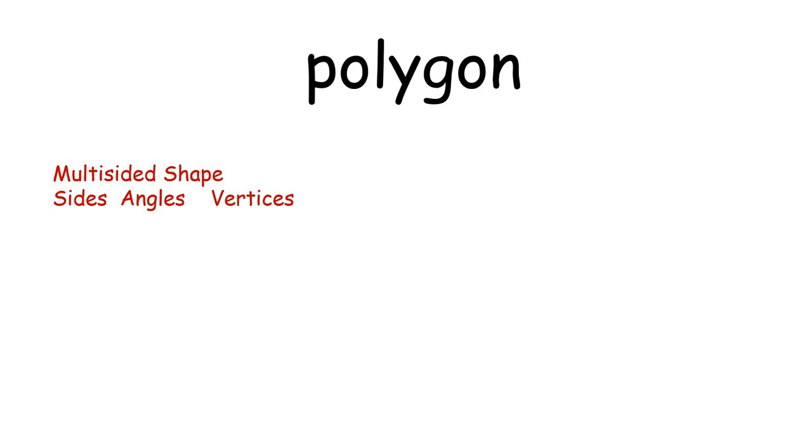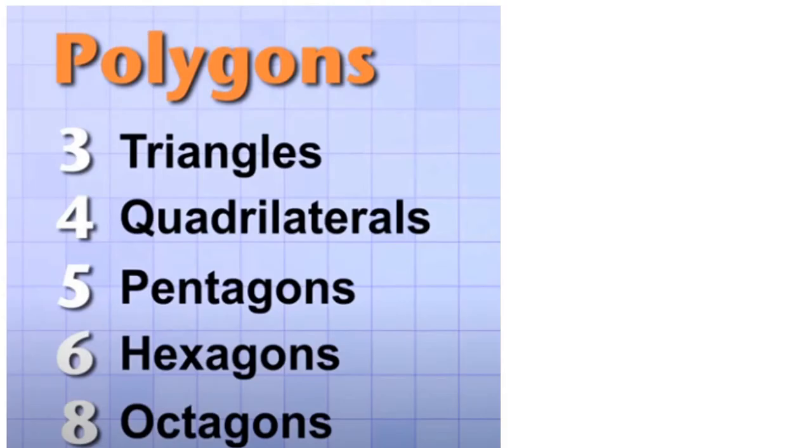So let's make a quick revision of the properties that a shape should have to be called a polygon. First of all, it should be a multi-sided shape, with sides, angles and vertices. It should be closed, and the last thing is that it should be a two-dimensional shape, so we can call it a polygon. Perfect.